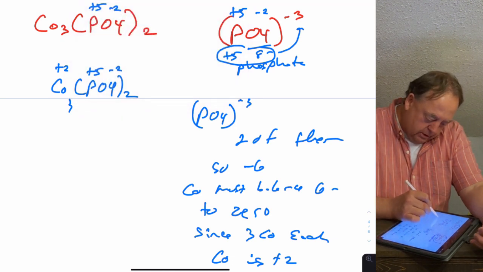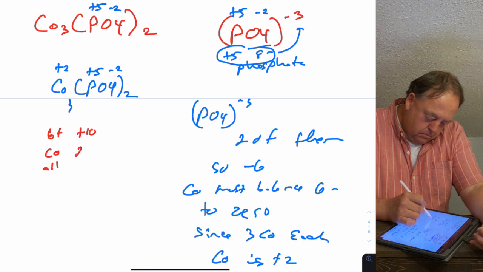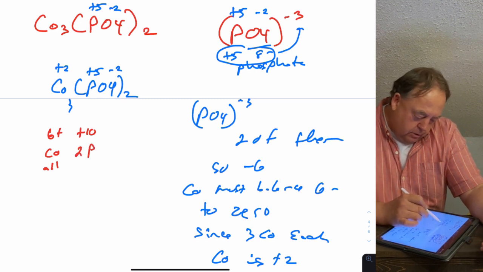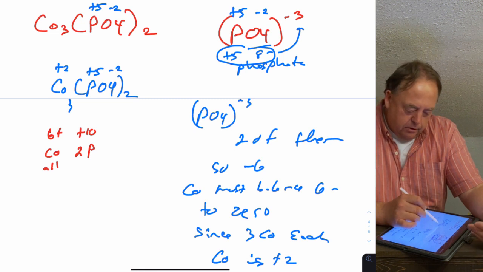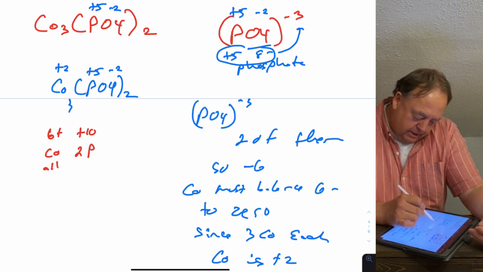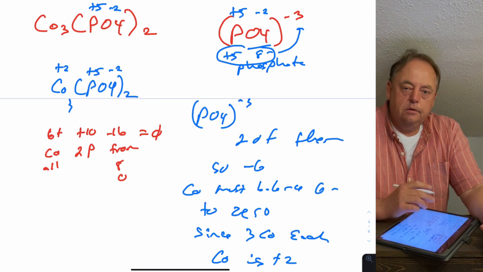So that's 6 positives from all cobalts. There's 2 phosphorus, so that's +10. So there's 4 oxygens, each one's -2, so that's 8 negatives, but there's 2 phosphates, so that's -16 from the oxygens, and that all sums to 0.